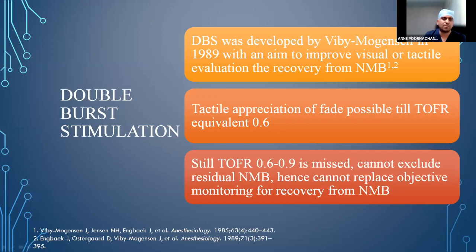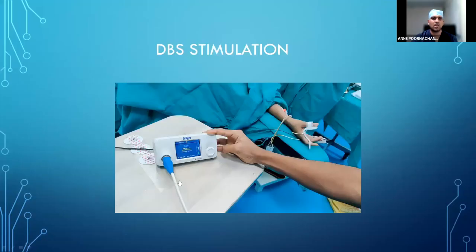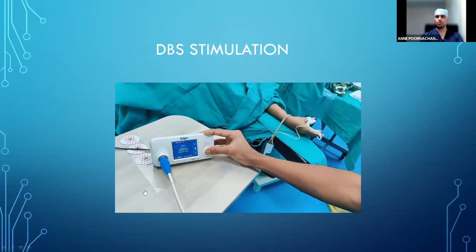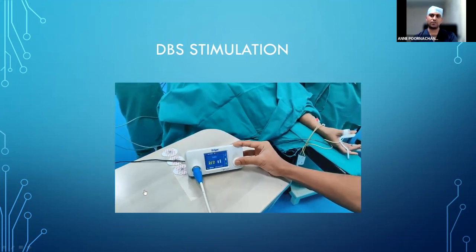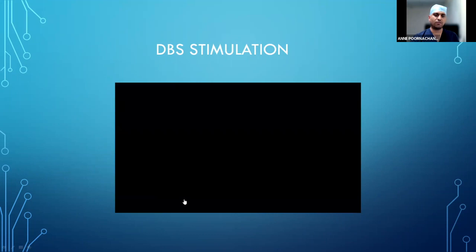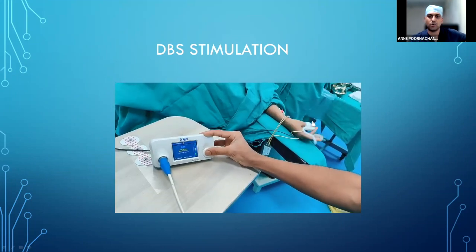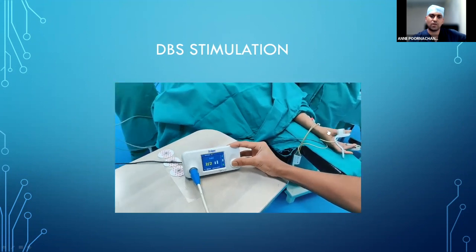Next, the double burst stimulation pattern was developed with an aim to detect the fade till higher levels, but it was possible only till a TOF ratio of 0.6. But for extubation, we need a TOF ratio of 0.9. So this still cannot replace objective monitoring of neuromuscular blockade. A small clip on double burst stimulation. Here two bursts of stimuli are given. Each burst has 3 impulses, and the bursts are separated by 750 milliseconds. Visually we can see both the responses were equal.